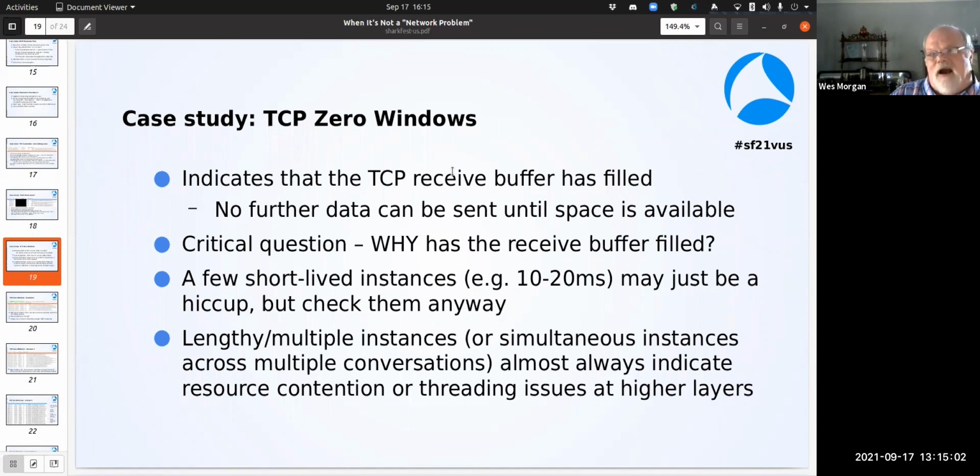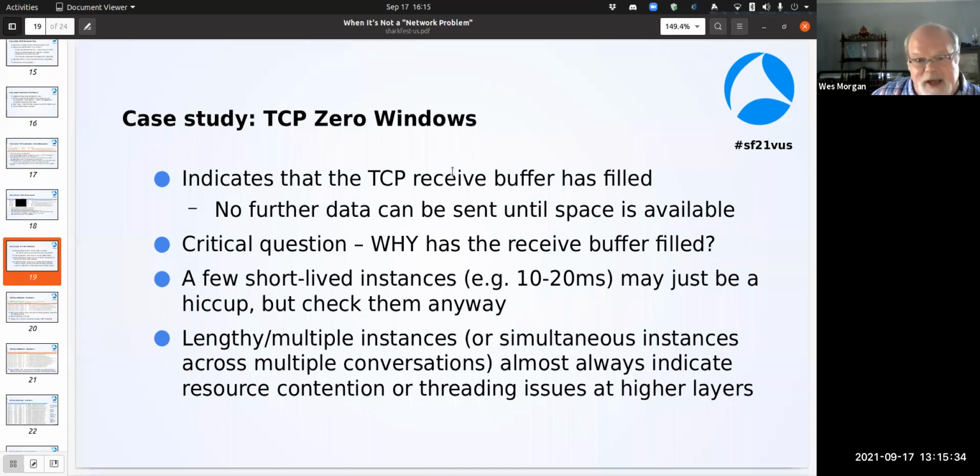We're going to spend our last bit of time together on TCP zero windows. This is probably the most frequent indicator of system stress that I encounter among our customers. Simply put, a TCP zero window indicates the TCP receive buffer is full. I have zero room to accept any more packets, so don't send anything else until I tell you space is available.